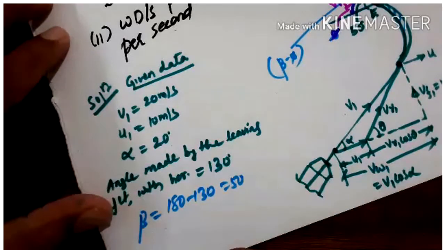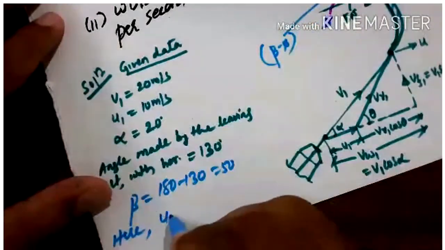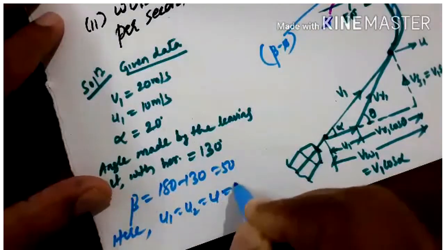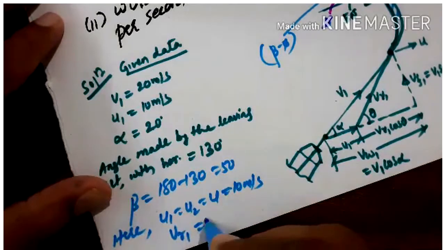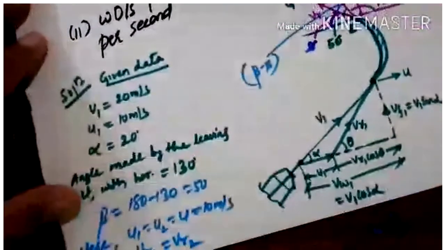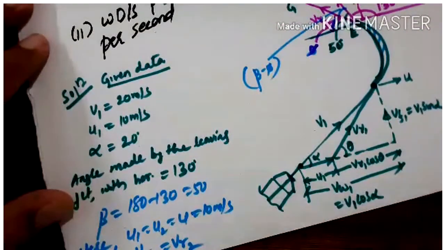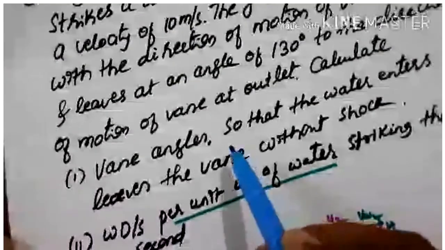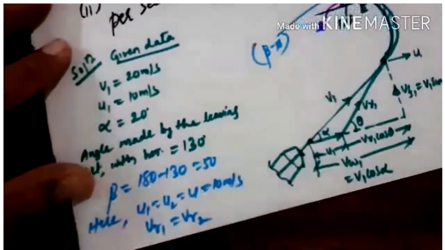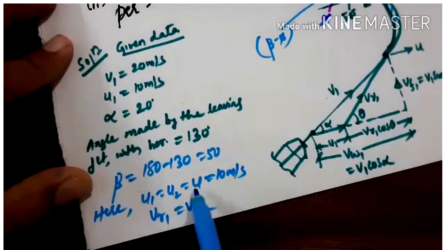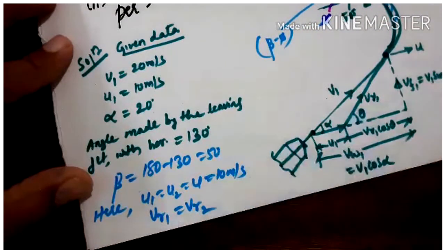So in this problem U1 equal to U2 equal to U equal to 10 meter per second, and also VR1 is equal to VR2, because the blade passage is assumed very smooth, there are no losses at all. It is given in the problem that the water enters and leaves the vane without any shock, without any disturbance. Okay, so it is very smooth. Then U1 equal to U2 equal to U equal to 10 meter per second, VR1 is equal to VR2.